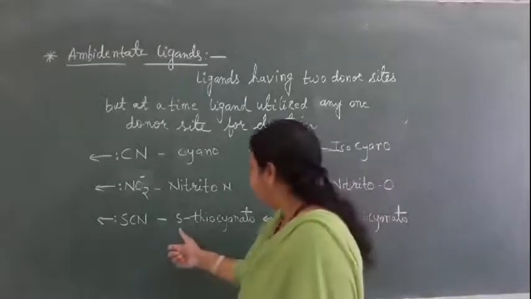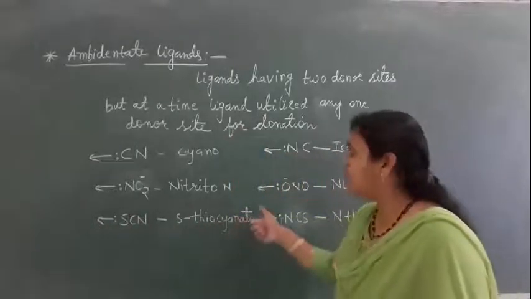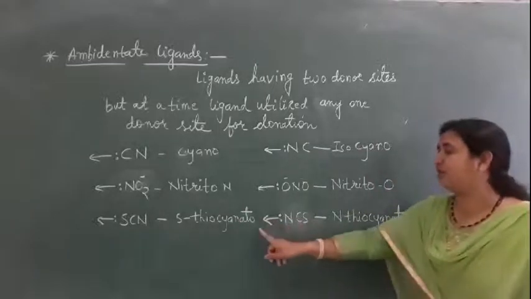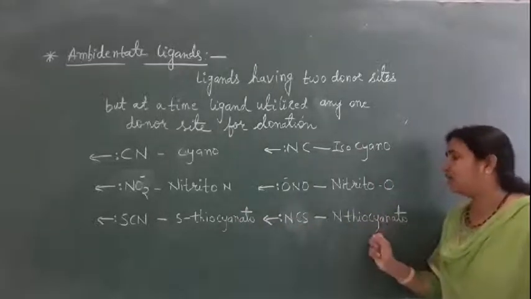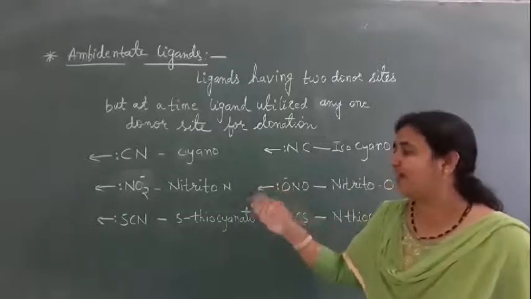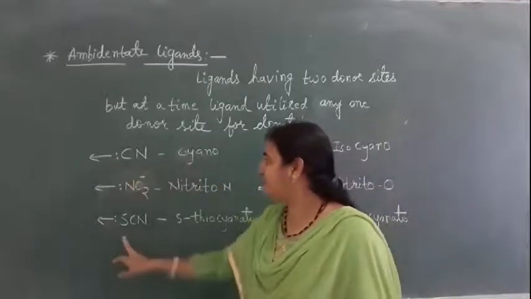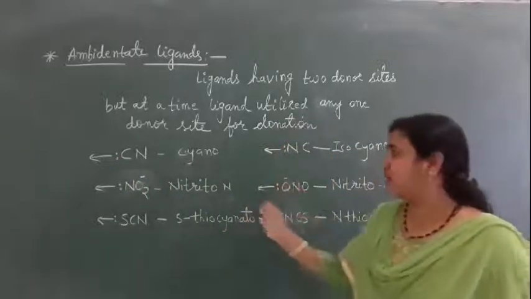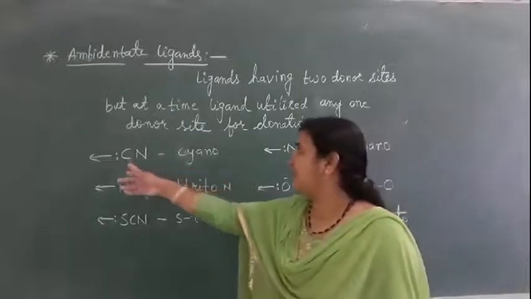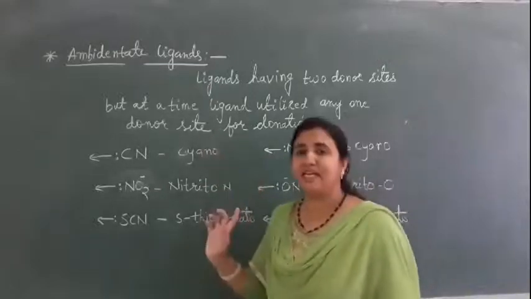Similarly, the third one is SCN. Here sulfur is donating the electron, so the name is S-thiocyanato. And in NCS, the nitrogen is donating the electron, so the name is N-thiocyanato. So just remember these examples of ambidentate ligands: cyano, nitrito, and thiocyanato. For cyano, just add sulfur, so it is thiocyanato. There are two types of thiocyanato, S-thiocyanato and N-thiocyanato. If carbon is donating, it is cyano, and NC means isocyano. So these are ambidentate ligands.